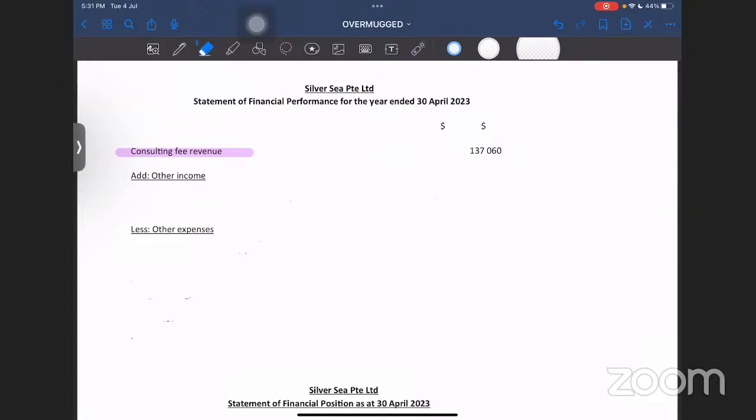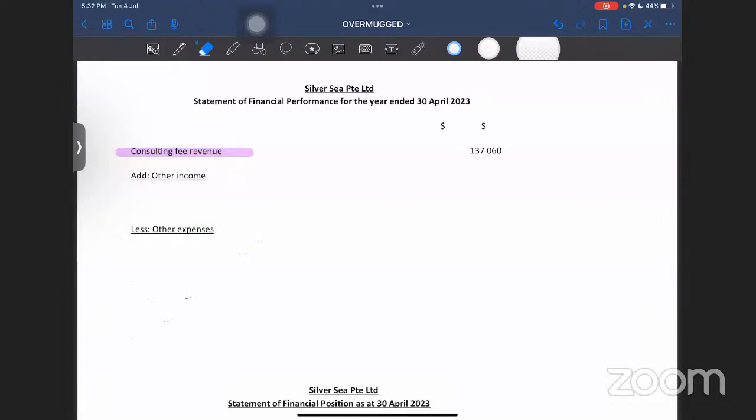So for here, this is a consulting company. So their main source of revenue will be consulting fee revenue. It depends on whatever business that you are doing. So here you're doing consulting, it is your main income, so your first line will just be like that. You're doing a tuition center, then tuition fee revenue is your first line. So your service business will just be one line only. There's no sales revenue, that kind of thing.